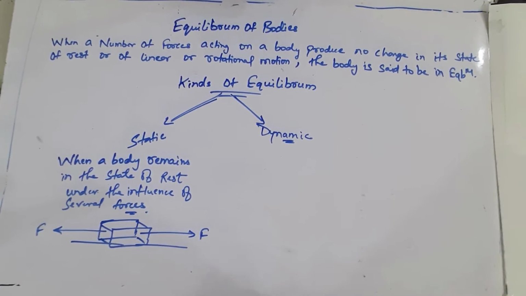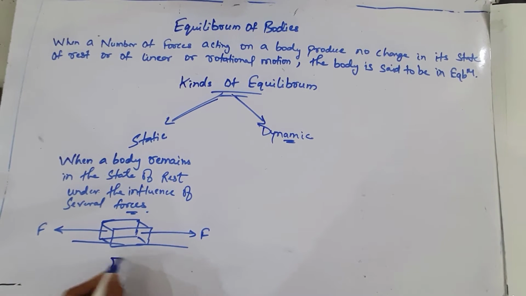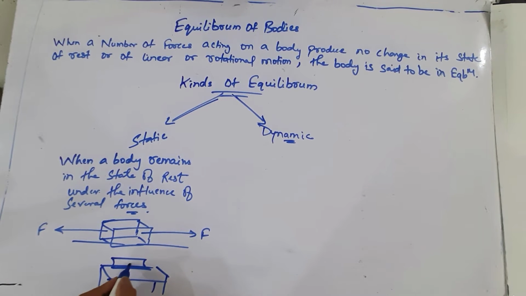There is another example, a book. When a book is placed on a tabletop, the downward force, that is the weight of the book, is the same as the normal force acting on the book by the tabletop. So the weight of the book is balanced by the normal force. So the book is said to be in static equilibrium. Why? Because there is no net vertical force acting on the body.